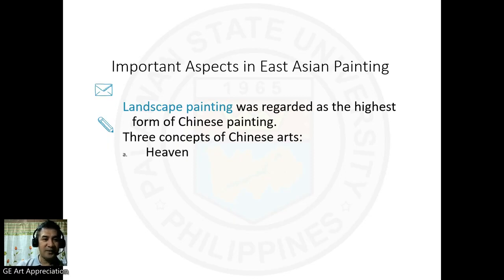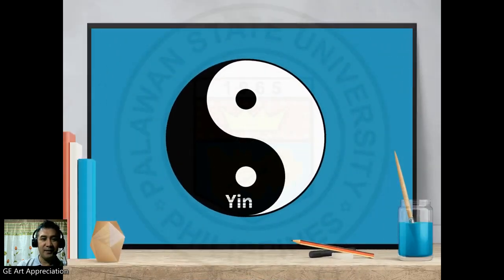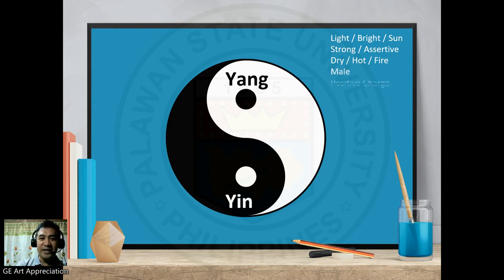So here, the three concepts of Chinese arts: we have the heaven, the earth, and the humankind, or the yin-yang. What is this yin-yang? So this is the yin-yang. You see, the painting is in the landscape orientation. Yin-yang is male and female. Let's proceed to yang.